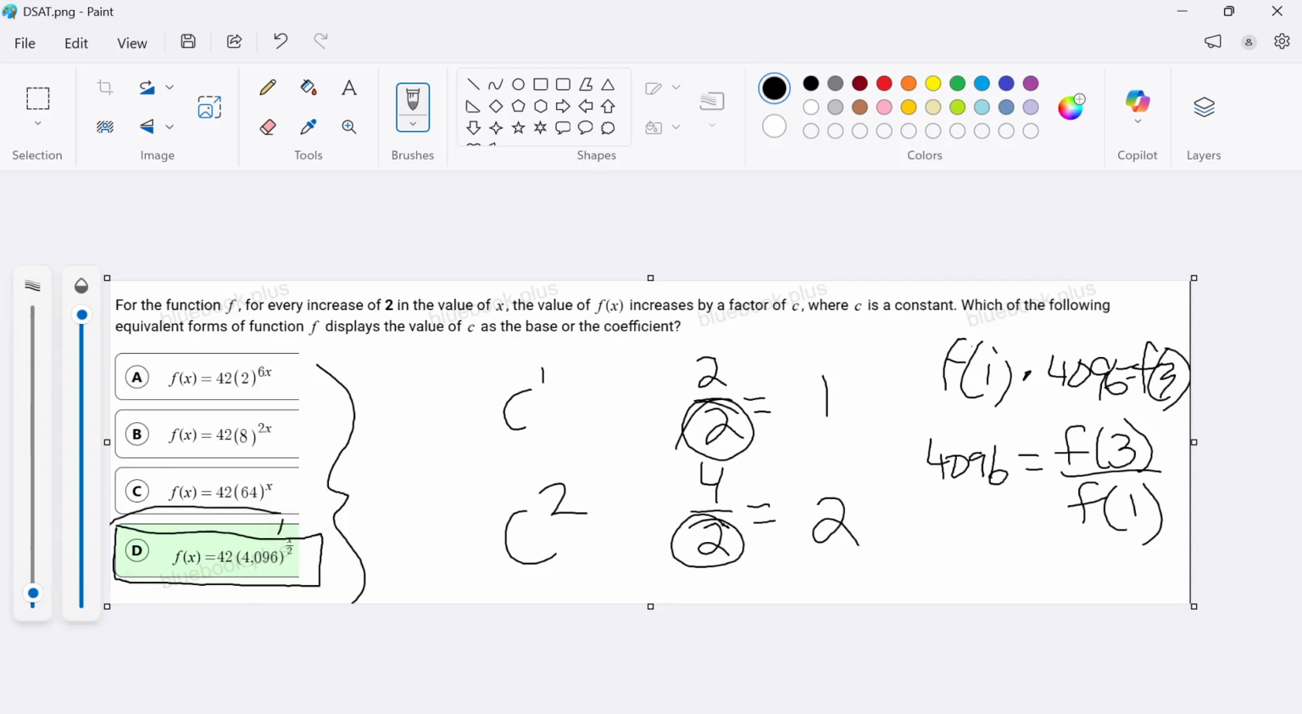So for this one, I don't think Desmos helps you do it blindly, but if you know about these types of functions, then you either know that the exponent has to be divided by 2, or that if you divide f of 3 by f of 1, you should get the factor c, by which each subsequent term is multiplied. When x is 1, it's whatever the value is. When x is 2, it's that value times 4096. When x is 3, it's f of 2 times 4096, and so on and so forth.